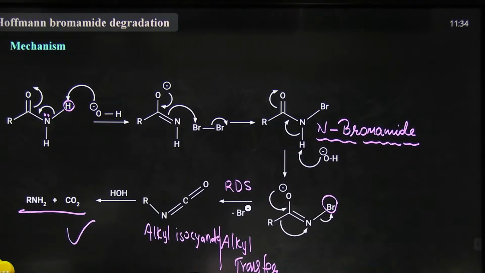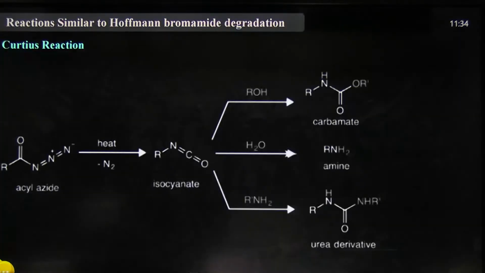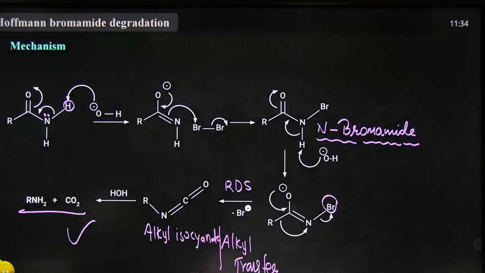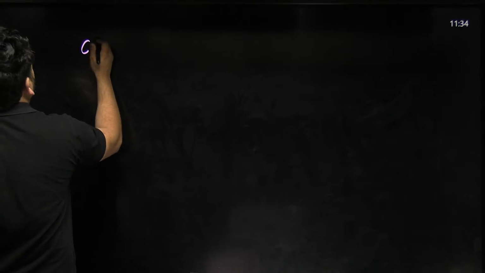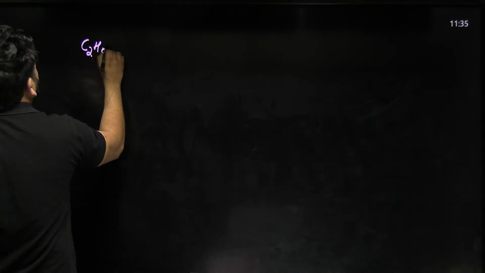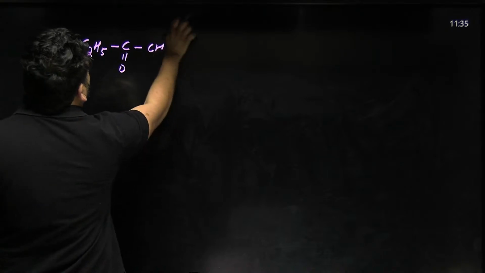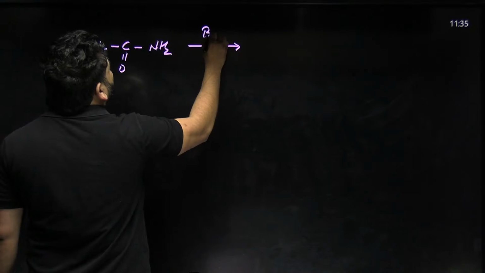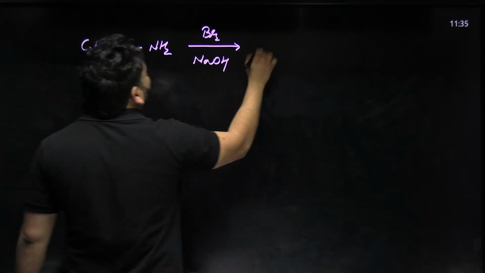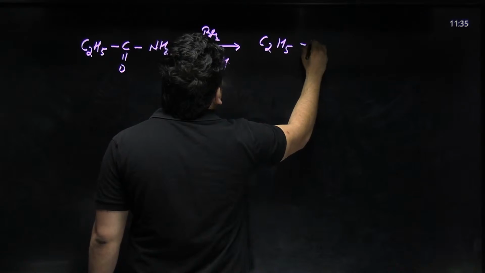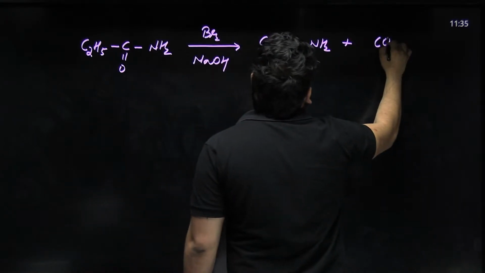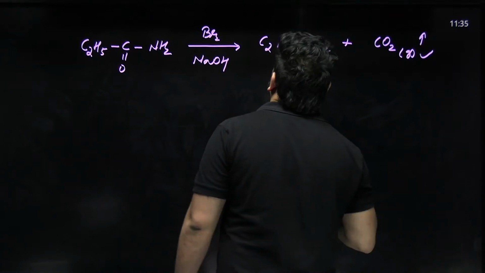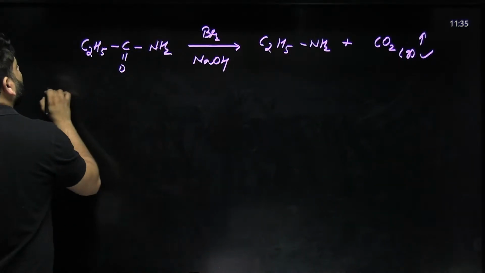So this reaction is also important in providing you primary amines only, which could be aliphatic as well as aromatic. Okay, take this idea, everyone. Let's take some examples. Let's say we have C2H5, C double bond O, NH2, which is a primary amide called propanamide. And propanamide under reaction with Br2 and NaOH will give you what? C2H5 simply attached with NH2, along with evolution of CO2 gas that will definitely react with NaOH, forming Na2CO3.